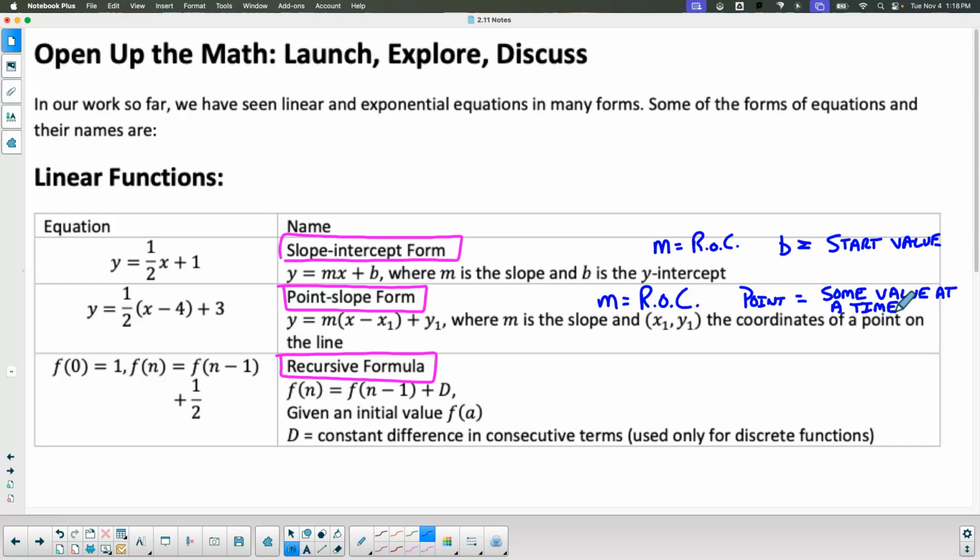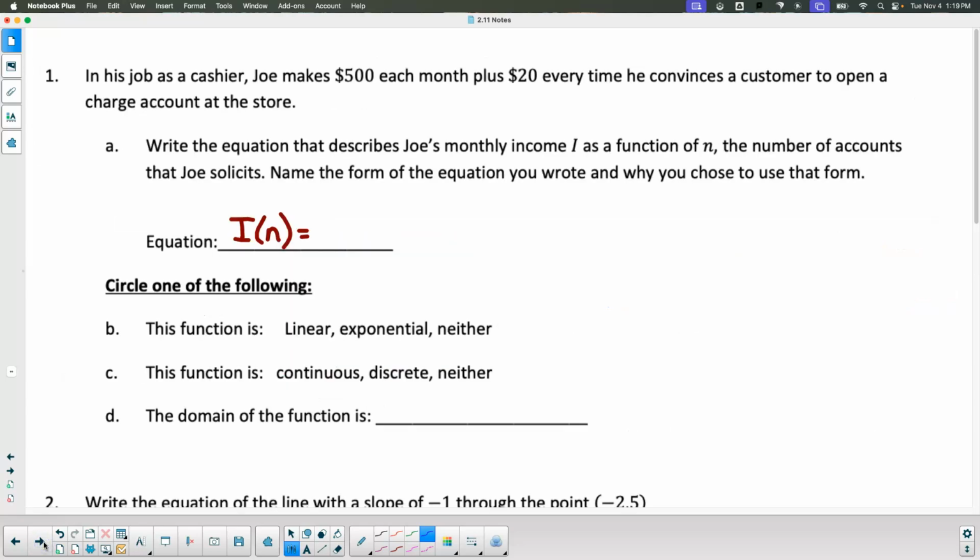Okay, so what do we have in this number one? We have a start value. What's our start value? 500. Every month he's going to get 500. Always going to start there, right? What else do we have? We have the rate of change. What is the rate of change? 20. Okay, make me an equation. 20n plus 500.